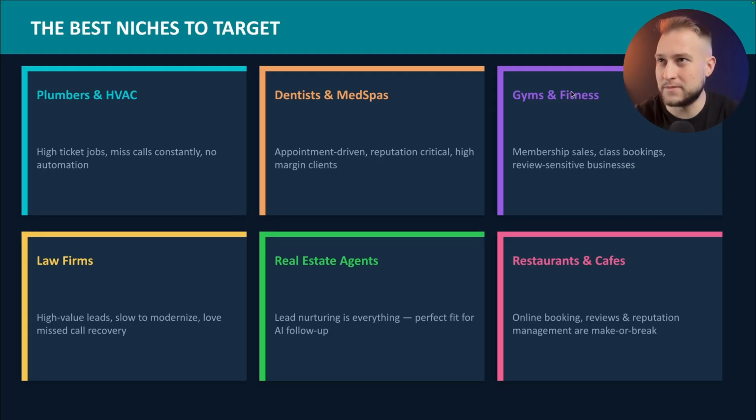And then obviously membership sales for gyms. Law firms really love modernizing their practice and making it modern with AI and stuff like that. So these are also great clients because they are professional and they know what they're doing within their own business. Real estate agents are overflowing with leads. They need more leads at any given time, so really a good niche as well. And restaurants and cafes.